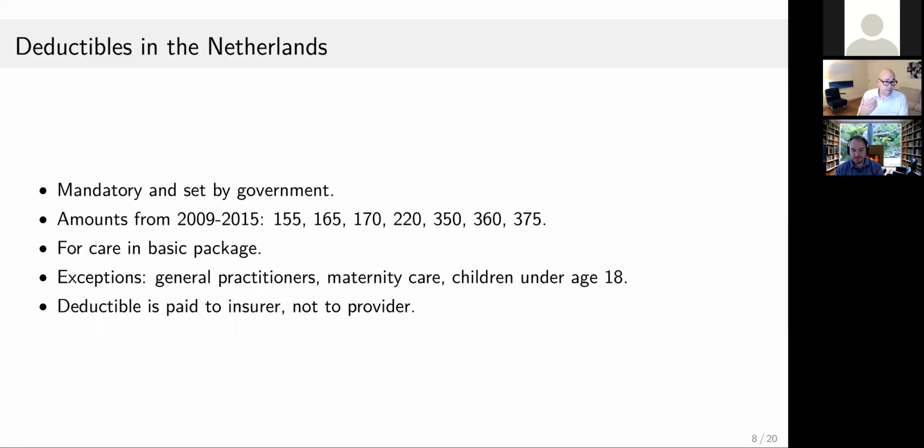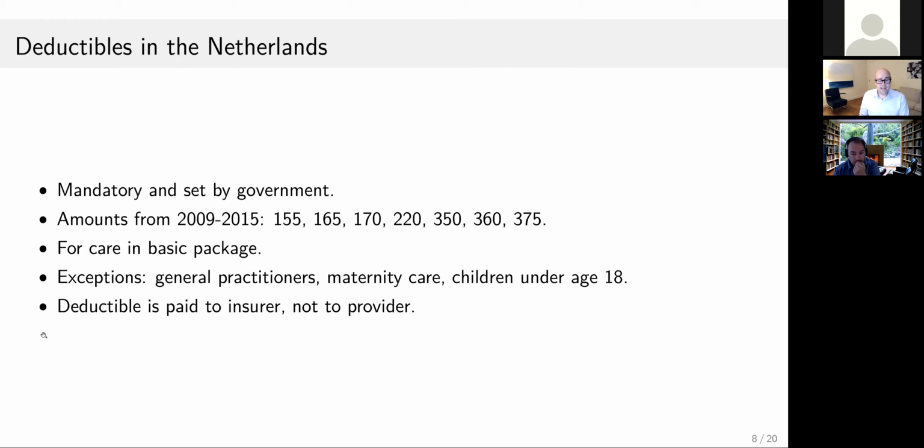Good. For the institutions, what might be of interest as well is that you have this basic package. For this basic package, you have the mandatory deductible. There are some exceptions, so some things are not subject to a deductible. GP care, so you have a gatekeeper system here, is exempted, as are maternity care and care for children under the age of 18. That is a beautiful opportunity to do a placebo test, which is what we do, and we find 0 effects for children under the age of 18 because they are not subject to any financial incentives.